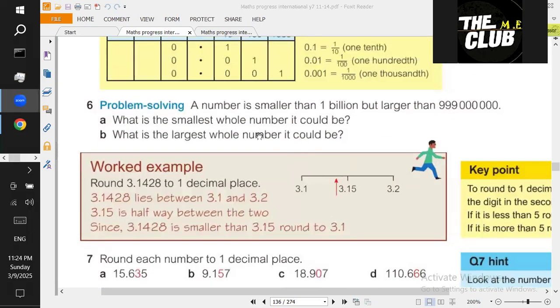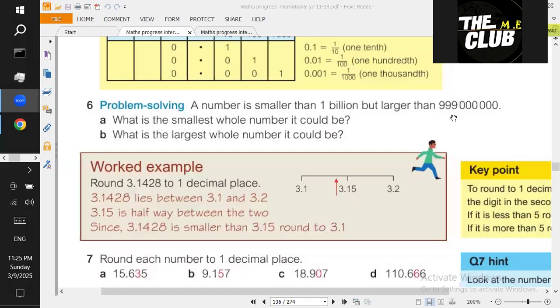Problem solving, a number smaller than 1 billion, but larger than 999 million. What is the smallest whole number it could be? So smaller than a billion and larger than 999 million. So it can be 999 million and one, for example. What's the smallest whole number it could be? Yes, 999 million and 1. So that's the smallest. And what's the largest whole number it could be?